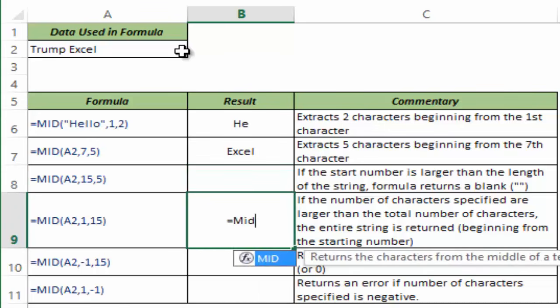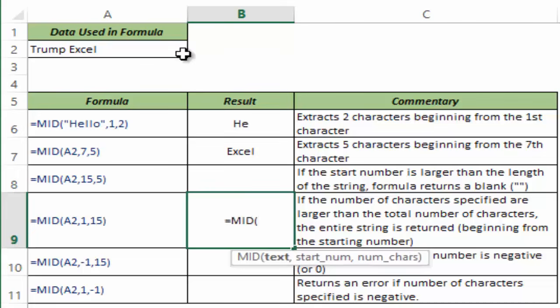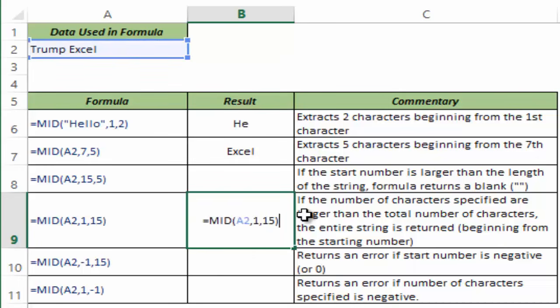Now let's see what happens when I give the number of characters which is larger than the string. So I again give A2, I say start from the beginning of the string and give me 15 characters. Now since there are not 15 characters in this string, it will return whatever there is in that string. So it returns the entire word trump excel here in this cell.